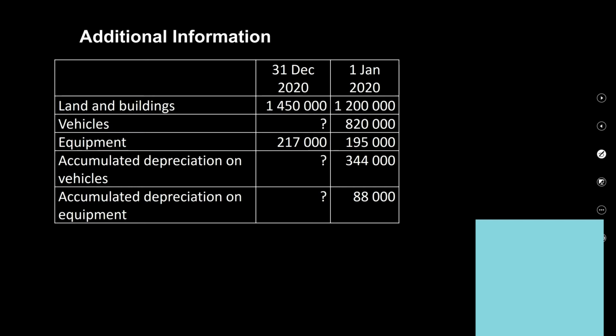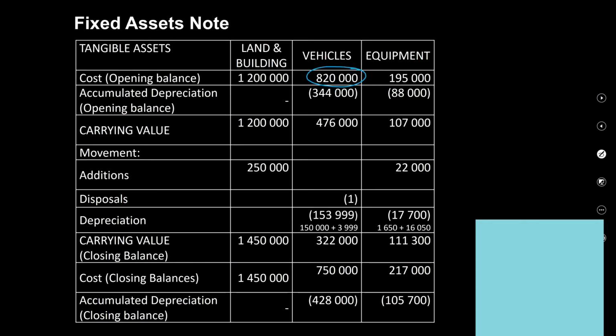There we go, 820,000. Accumulated depreciation on vehicles, 344,000. Therefore, I bring that in, 344,000, to give me a carrying value of 476. What is it? 820,000 minus 344,000. Okay. Now I know that I had a disposal. Obviously this one we've dealt with, so we know where that disposal came from, don't we? That's the R1 that we donated that vehicle.